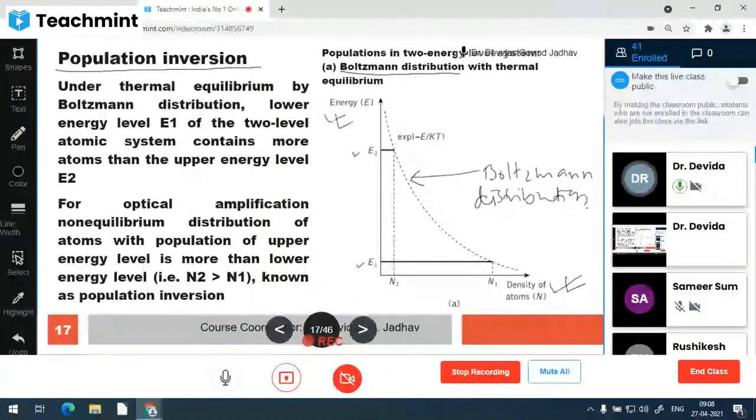What do you mean by that? Some number of atoms are in valence state, that means their outermost charged particle is in the valence state, and in other form some number of atoms are having E2 state. That means their outermost electrons, the outermost charged particles, are in the conduction state.